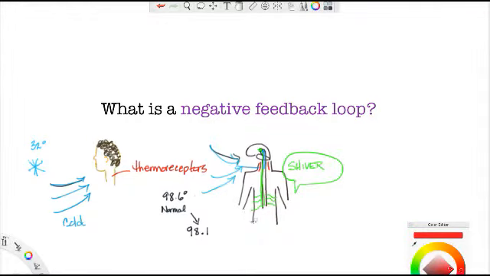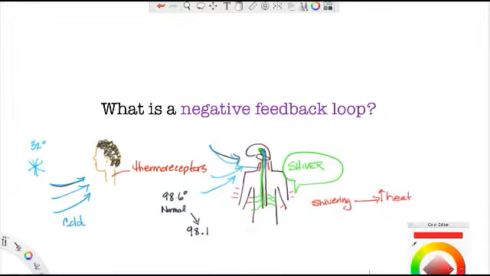Once that message hits the muscles, the patient's body will start to shiver. We all know what shivering's like. And shivering creates heat, because you're asking the muscles to work.